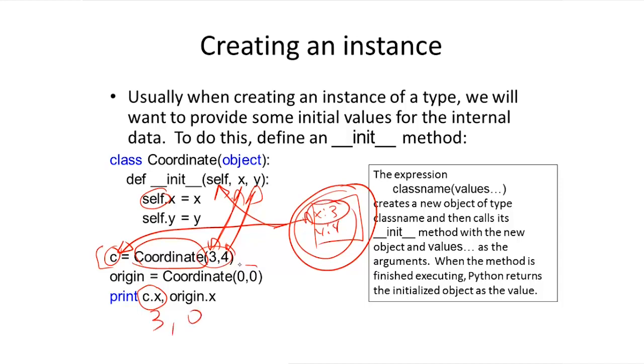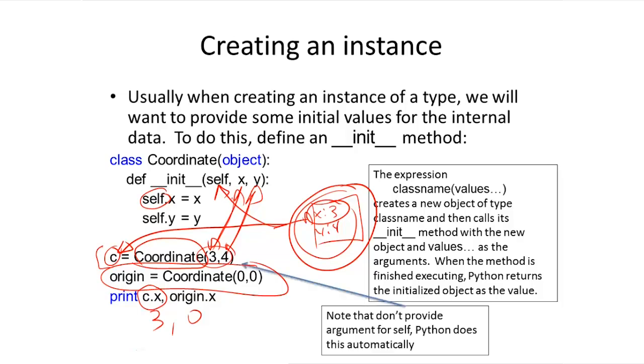And of course, the other piece here is I can call coordinate many times. I want to make many different instances of this object. And each time I do, I create a new frame. This is just reminding us that Python automatically provides the argument for self.